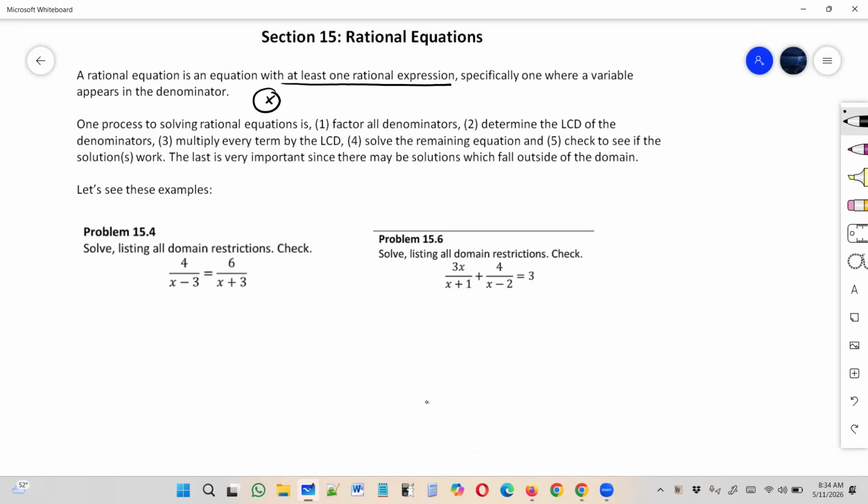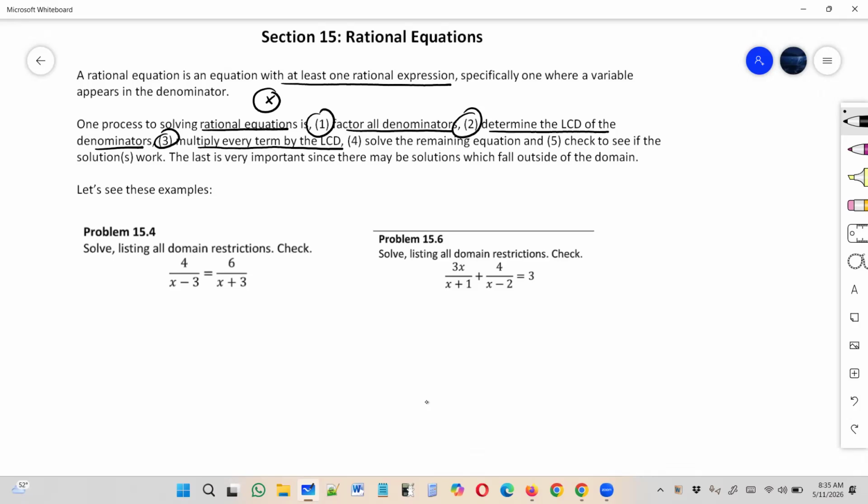So the steps in solving rational equations are: number one, factor all denominators. Okay, that may be necessary. Sometimes it's not, but sometimes it is. Number two, determine the LCD of the denominators. We've covered this before, right? You should be able to find the LCD of each factor. And then step three, multiply each term of the rational equation by the LCD.